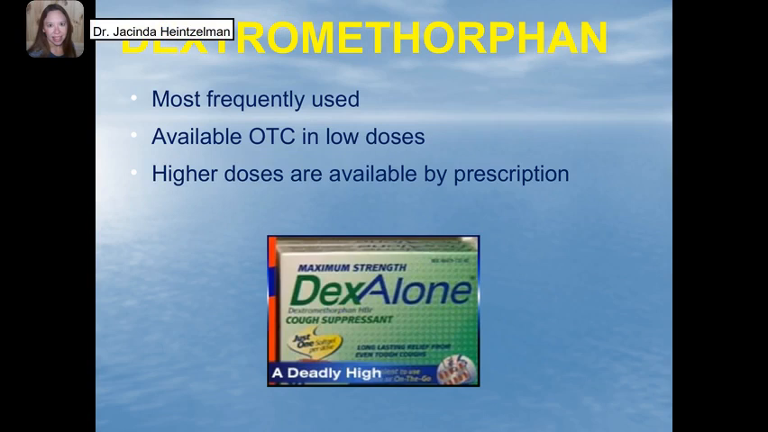Dextromethorphan is a non-opioid antitussive. This is going to be the most frequently used antitussive. One of the reasons being is that it's available over the counter. So if our patient is experiencing a cough, they can go to the pharmacy and they can purchase this medication to help suppress that cough. And they can do this all without a prescription. If the over-the-counter medication does not work, there are higher doses that are available by prescription, but remember then they would have to go see their doctor regarding their cold.